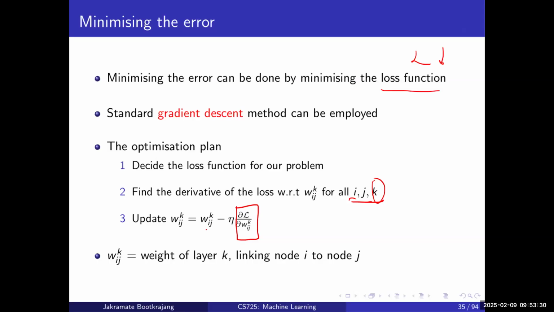And the update function would become the old weight minus the learning rate. Like we learned this last time, this is the symbol for the learning rate. And then you multiply by the derivative. So you have this update function. What is the hard part of this plan? The hardest part of this plan?